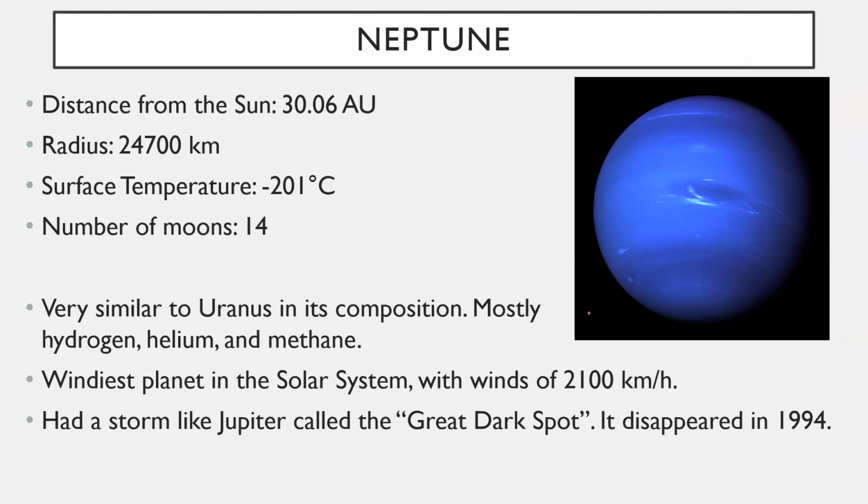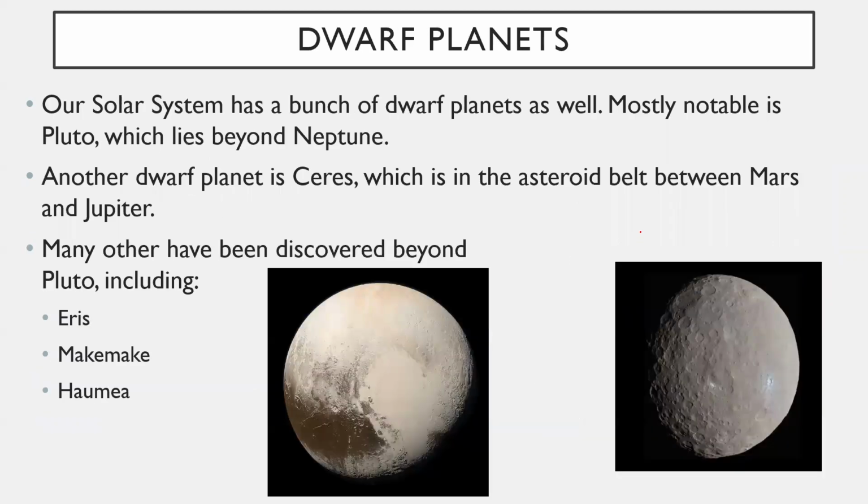It is actually even windier than Saturn. It has winds of about 2,100 kilometers per hour, so still very insane. And just like Jupiter, it had a storm called the Great Dark Spot. That's what you're seeing right here. However, it actually disappeared in 1994. We've been able to see through observations that the storm didn't last. When we first saw the Great Dark Spot, we were like, oh wow, it's kind of like Jupiter. No, I guess that was temporary. We don't know how long that thing lasted for. Who knows? But it seems to be gone now.